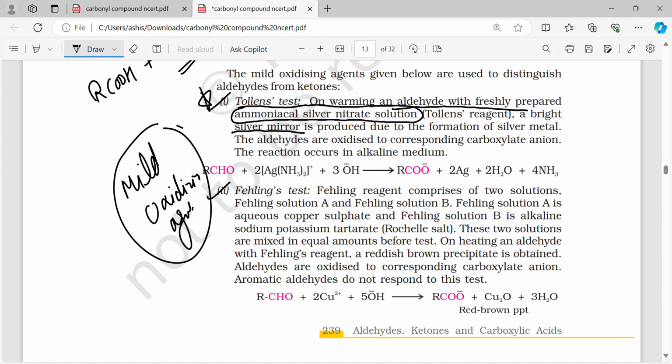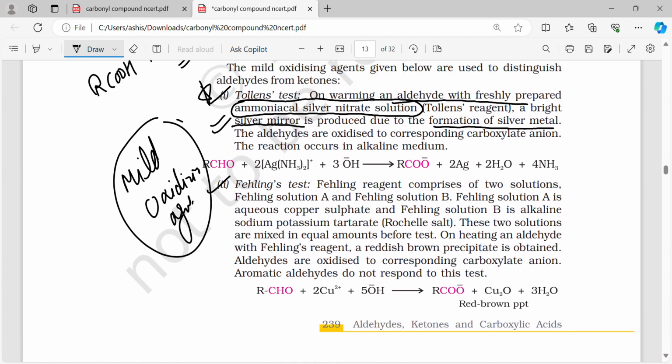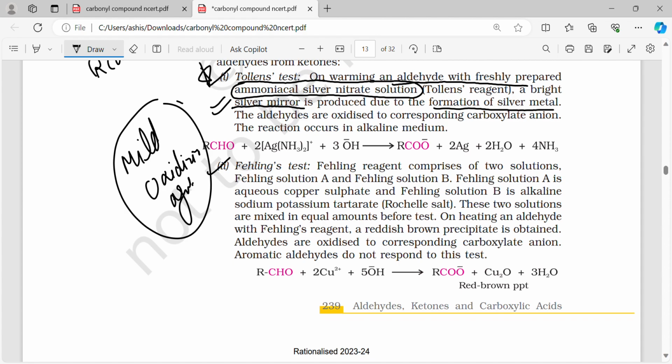So first of all there is the Tollens test. What is the Tollens test? When we warm the aldehyde with freshly prepared ammoniacal silver nitrate solution, known as Tollens' reagent, then we get a silver mirror at the bottom of our test tube due to formation of silver metal. That's why we can say the sample is aldehyde. Only aldehyde gives this Tollens test positive. Ketone cannot give this Tollens test positive.